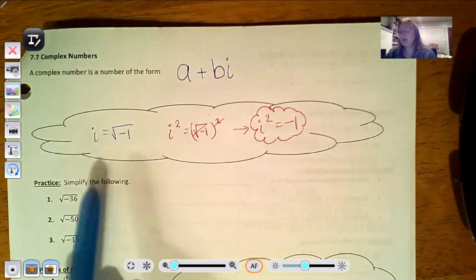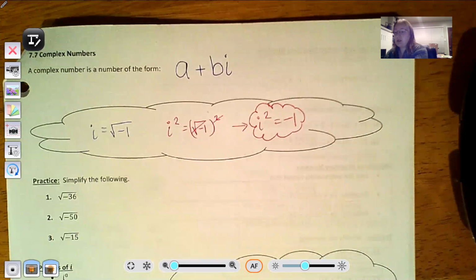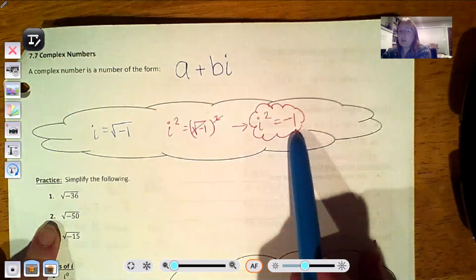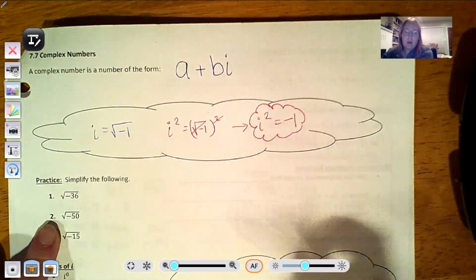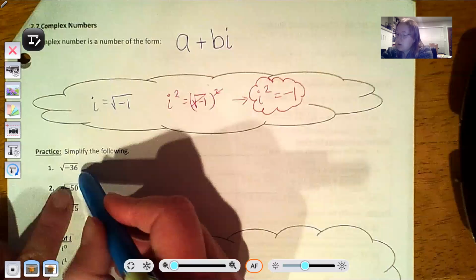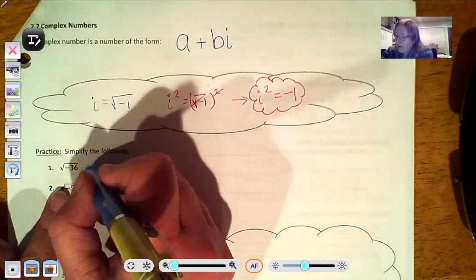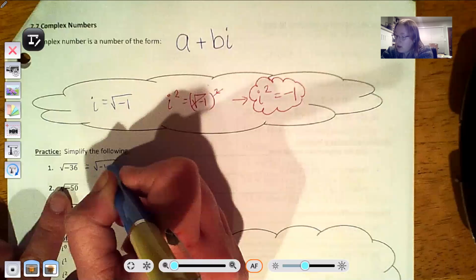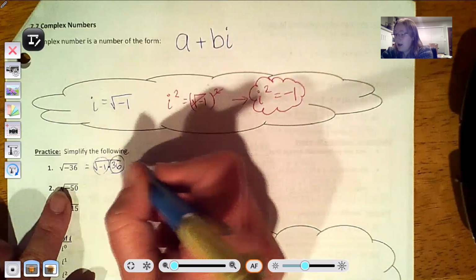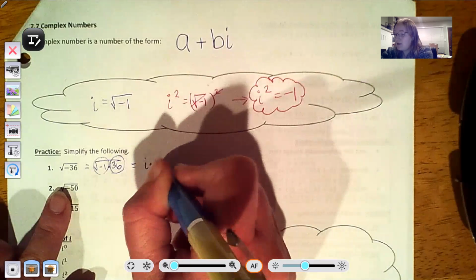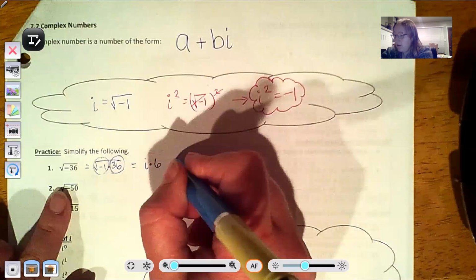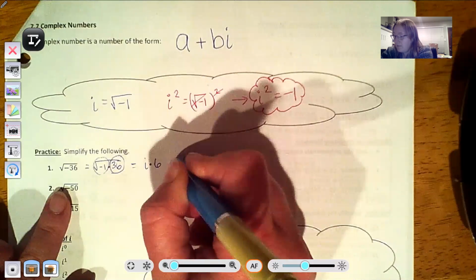It's important to know that i is the square root of -1 to simplify expressions like this, but it's also important to know that when you square it, you get the -1 so that you can simplify expressions. So for example, the square root of -36, well, that's the same thing as the square root of -1 times 36. And I can take the square root of both of my factors, so I get i and then times 6. And we generally like to put the real part first, so we call it 6i.